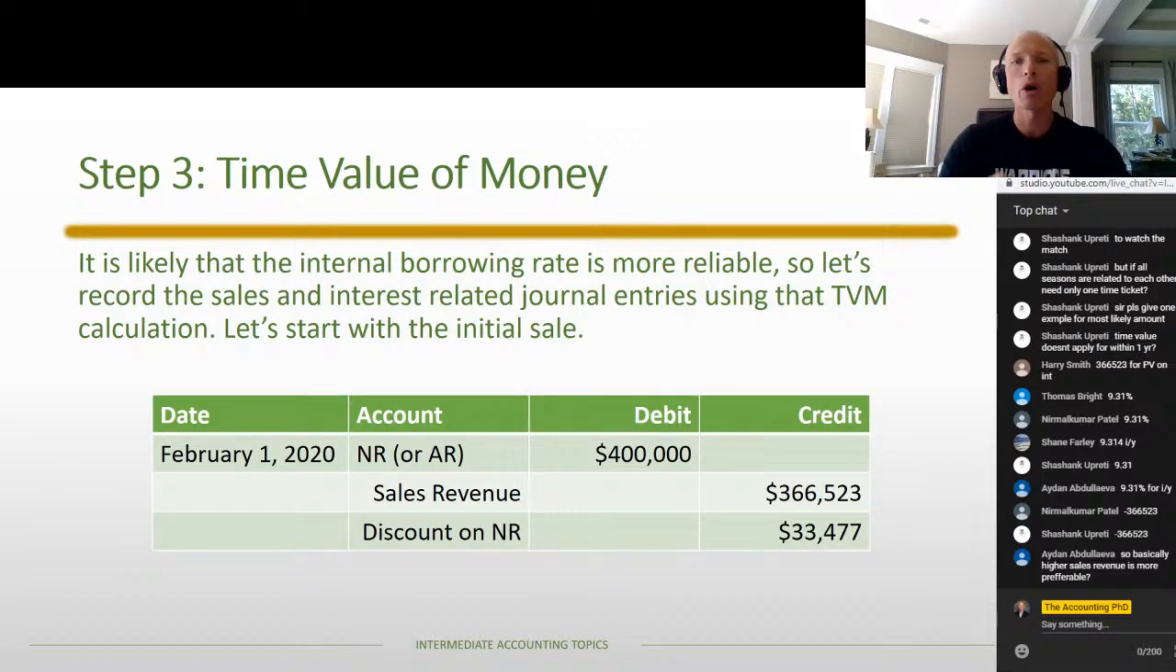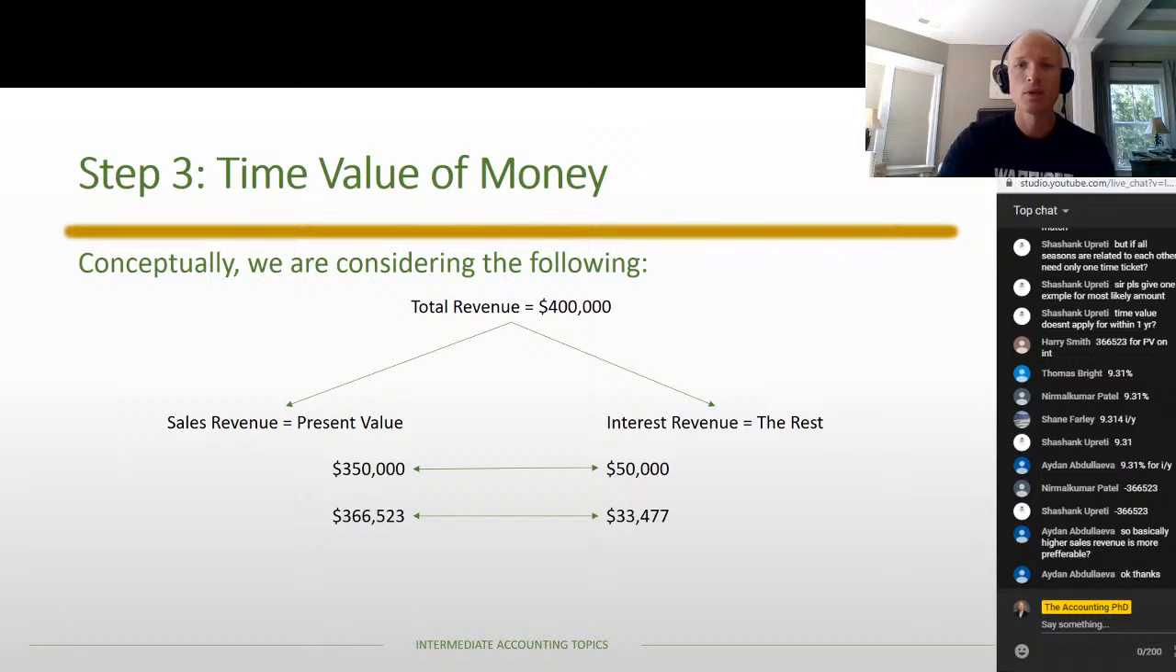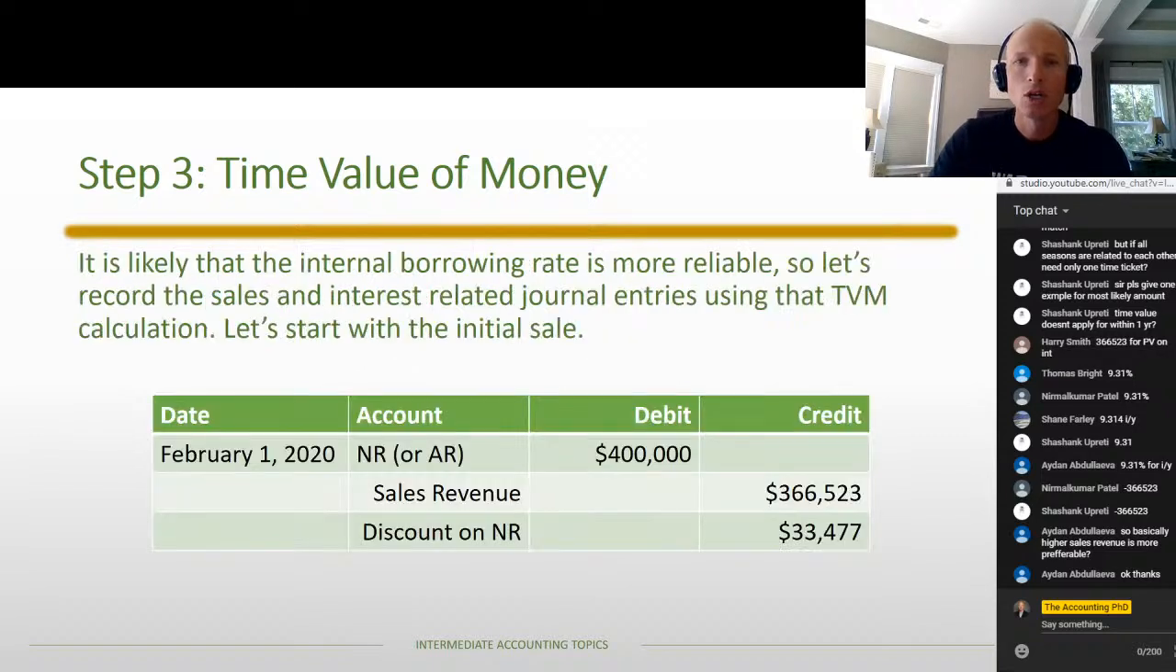So given that the borrowing rate is more reliable, we know that we have this note receivable or this account receivable, and it's going to be carried at its face value of $400,000. We already said on the previous slide, we're looking at the bottom one, we're saying that we're going to allocate $366,523 to sales revenue and any amount above that to the interest revenue. Notice though in the journal entry, the sales revenue number is right there, but notice that the second piece of the journal entry is the discount on the note receivable. It's not interest revenue. It's not even unearned interest revenue.